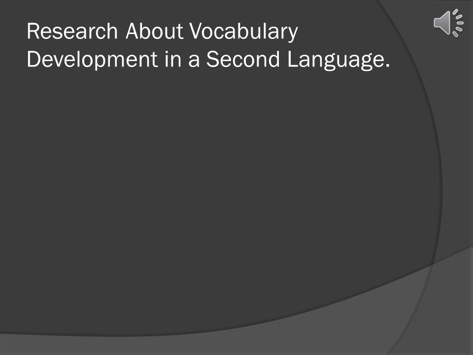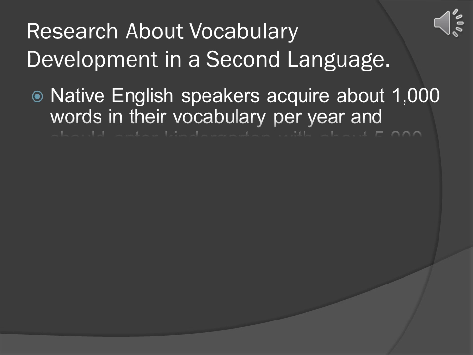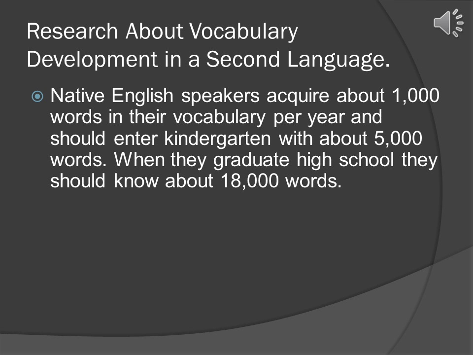Research about vocabulary development in a second language. Native English speakers acquire about 1,000 words in their vocabulary per year and should enter kindergarten with about 5,000 words. When they graduate high school, they should know about 18,000 words. You can just imagine the added pressure that is placed on an English language learner. They need to increase their vocabulary at a much faster pace than a native English learner.